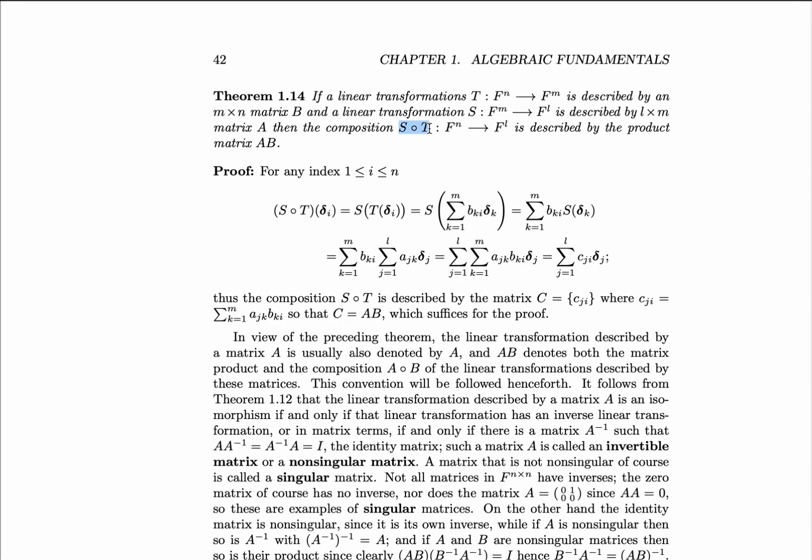linear transformation is defined by how it acts on the basis elements of the initial space, and we see that delta_i from 1 to n form a basis of F^n. Therefore, we'll check what S of T of delta_i is. Well, of course, by definition, that's S of T of delta_i, but for T of delta_i, we'll note that T is represented by a matrix B, therefore we can write this as this explicit sum over the b_ki's times delta_k from k = 1 to m.